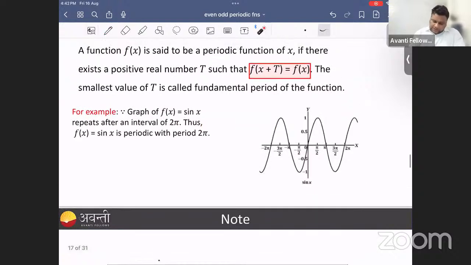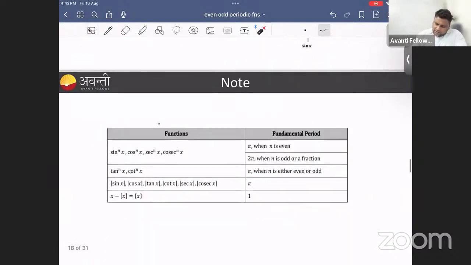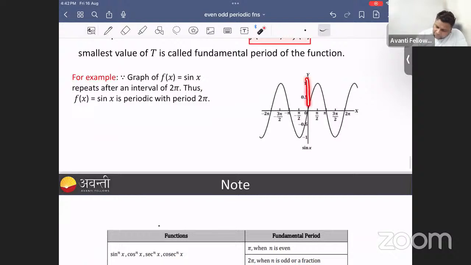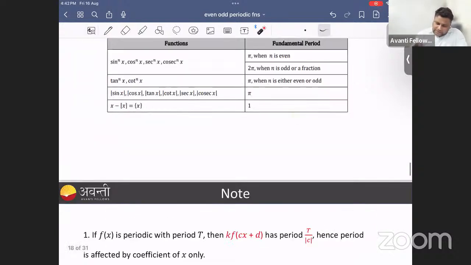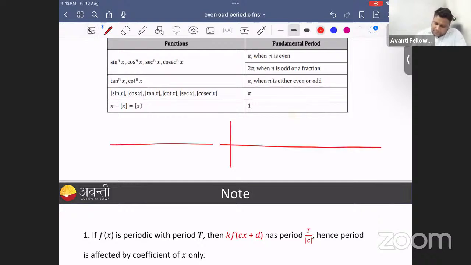Now, see, the graph of f(x) equals sin x repeats after an interval of 2 pi. If you realize, this is the graph of sin x. See, I give you another picture. This was a theoretical definition: f(x + T) equals f(x), so T is the period of the function. Now, see, the graph of a function is something like this.